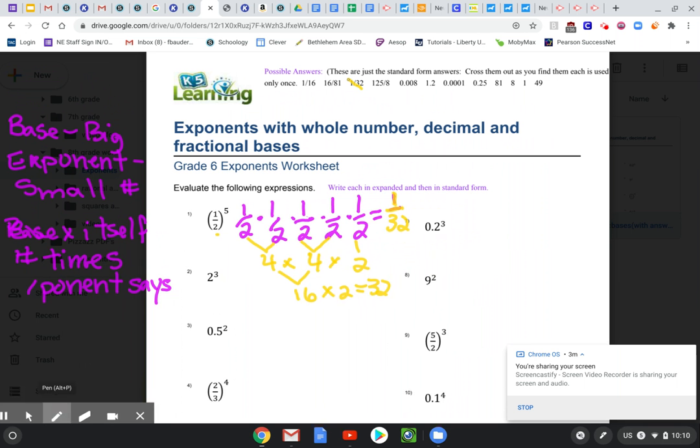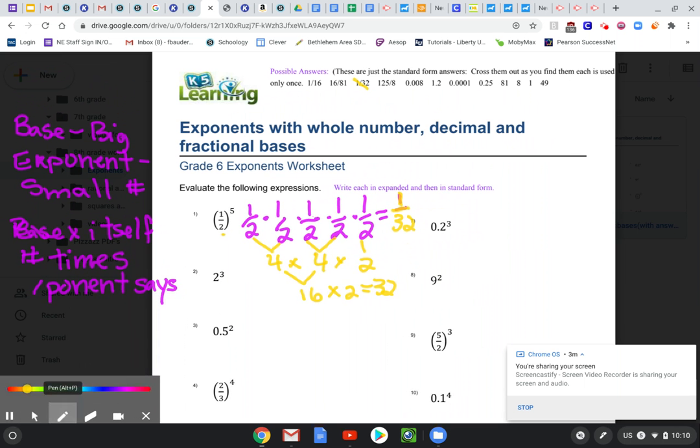All right. So now let's look at a problem where I have a decimal, like problem number 7 here. In problem number 7, I've got 0.2 raised to the 3rd power. So what is going to be multiplied times itself? Good, 0.2. How many times am I going to multiply 0.2 times itself? The exponent is a 3, so I'm going to do it 3 times.